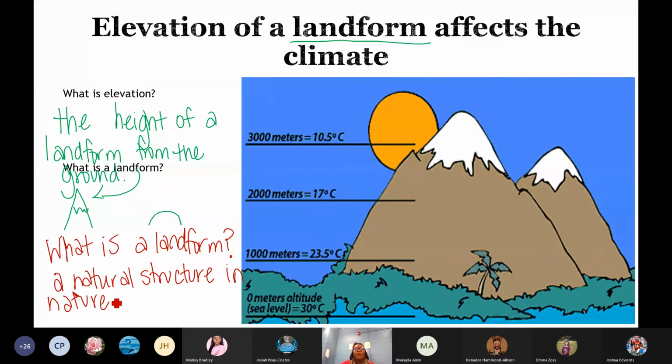So some examples of a landform would be a mountain. It would be a hill. It would be a plateau. All of those are examples of natural structures, okay, natural buildings in nature. Take some time, please, to write both of these questions down and their definitions. Then you want to go ahead and start sketching this picture. I promise you'll need it.